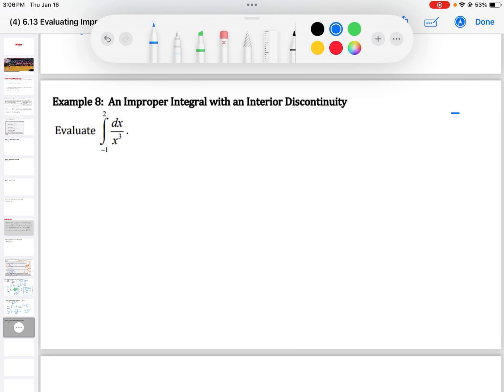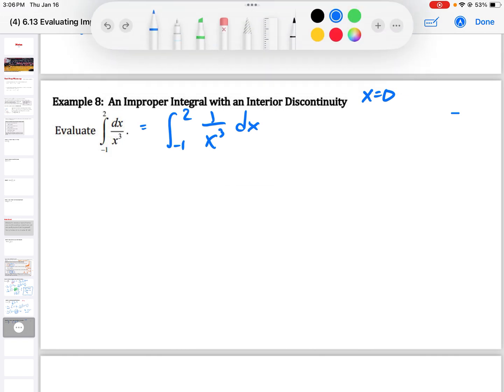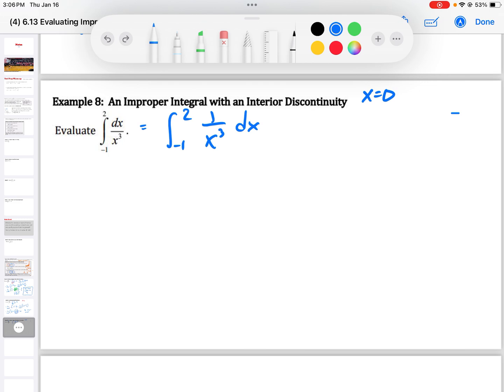All right, last example, an improper integral with an interior discontinuity. So again, I'm going to rewrite this. We just did it, the vertical asymptote is when x is equal to 0. So that's the infinite discontinuity, and that happens within those limits of integration. Again, the vertical asymptote won't always be 0. So I'll need to split this up.